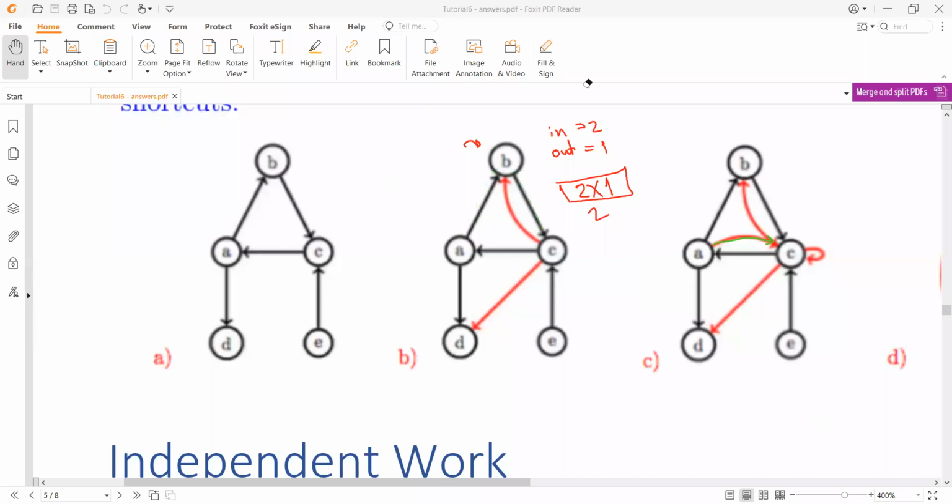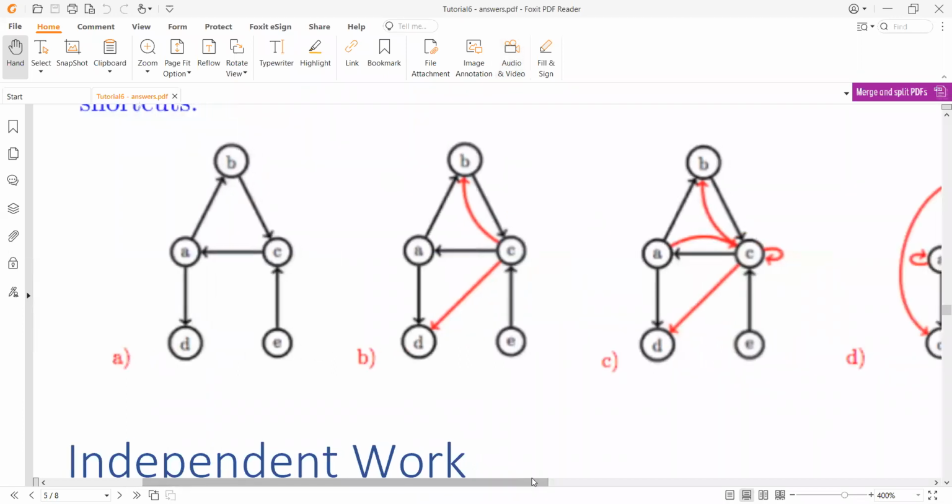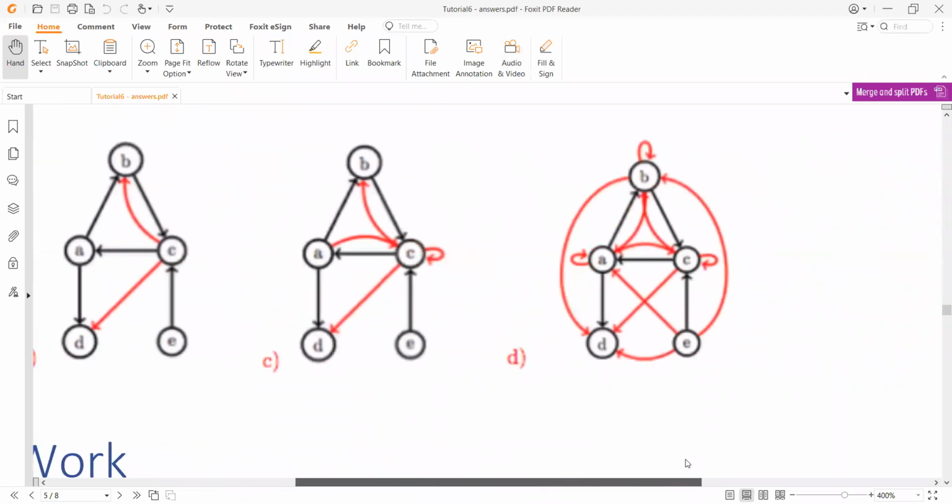And again, from this graph, C goes to B and goes to itself again. So I'm going to shortcut C to itself. So now I already drew the two equivalent shortcuts I'm looking for. So go and check at node C and do the same again and again.